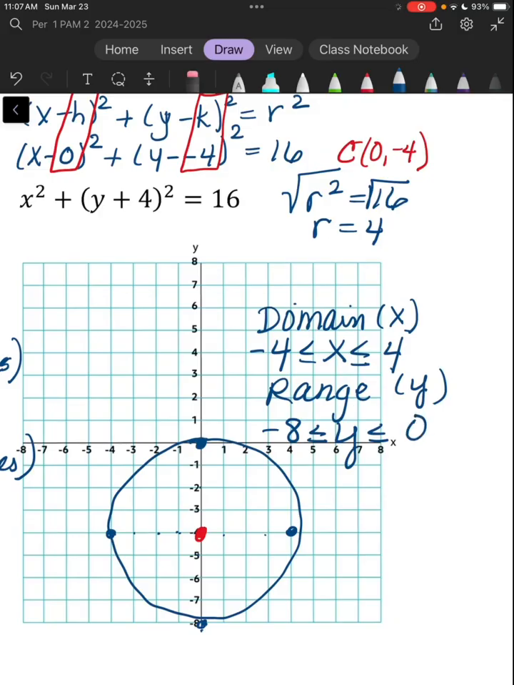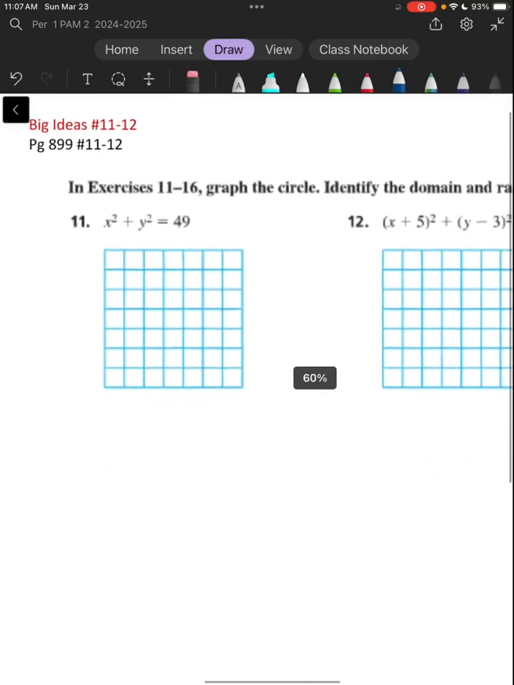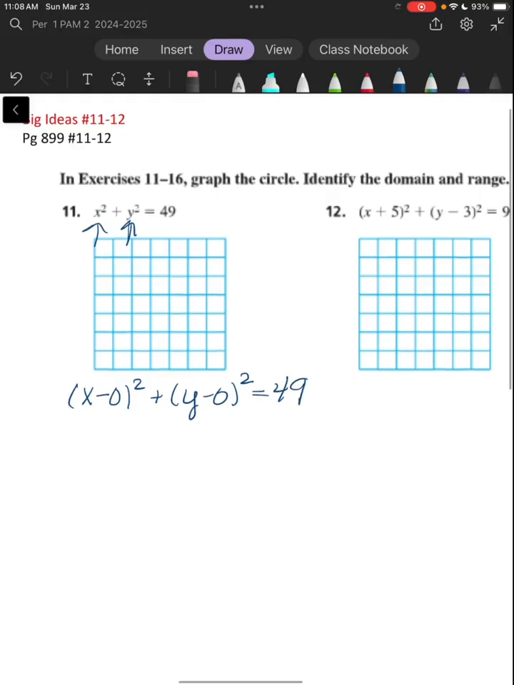So that is what you're going to be doing in Big Ideas for questions 11 and 12. You're going to be plotting your graphs using their tools, and you are going to figure out the domain and the range. Notice that the first one that they have you doing looks weird. Sometimes the easiest problems look like they're the hardest problems. But just remember that's going to be an (x minus 0) squared plus a (y minus 0) squared equals 49. All right, so again, if you don't have parentheses, that means you're going to have a 0 for that coordinate.